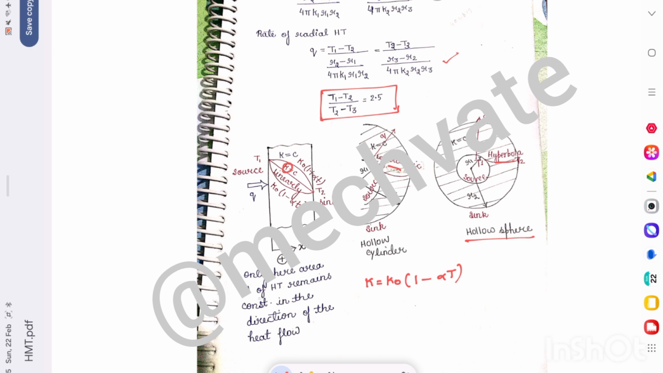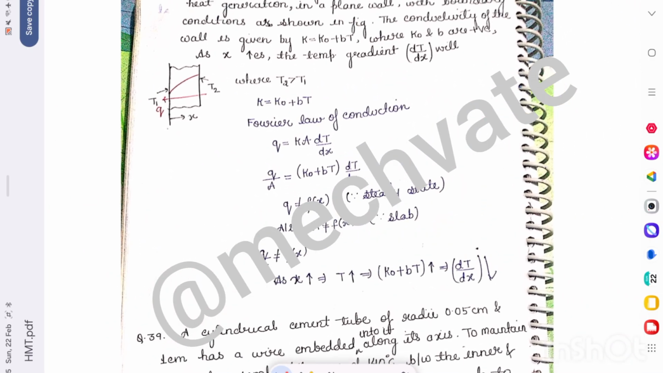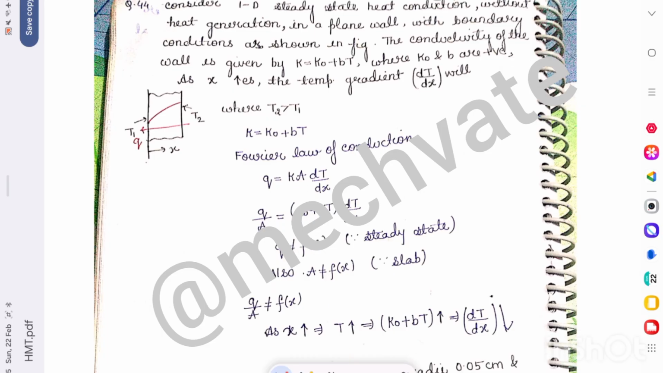Only here the area A of heat transfer remains constant in the direction of heat flow. In the case of a slab, the area remains constant in the direction of heat flow. Consider one dimension steady state heat conduction without heat generation in a plane wall. The boundary conditions are shown in the figure.